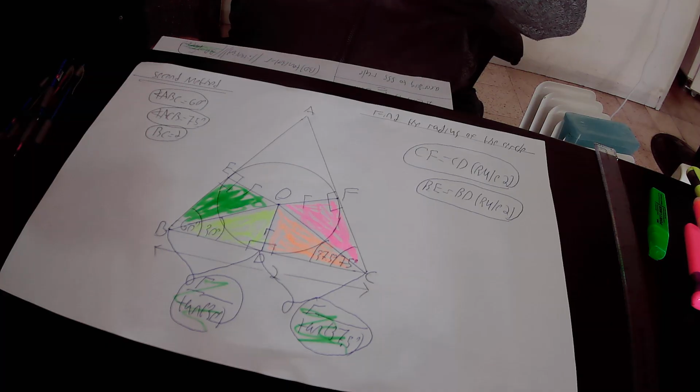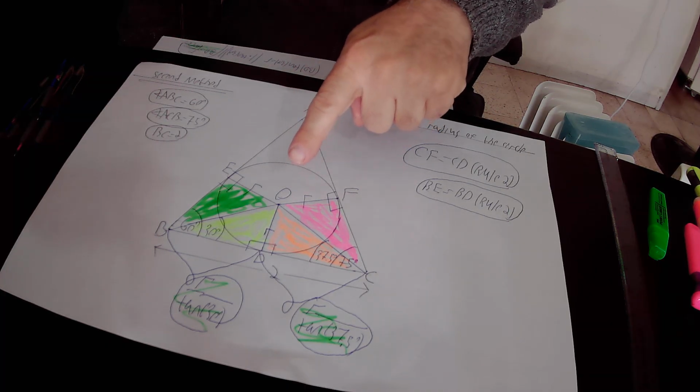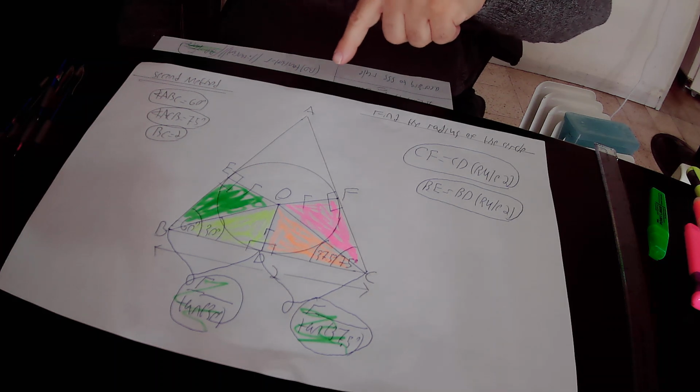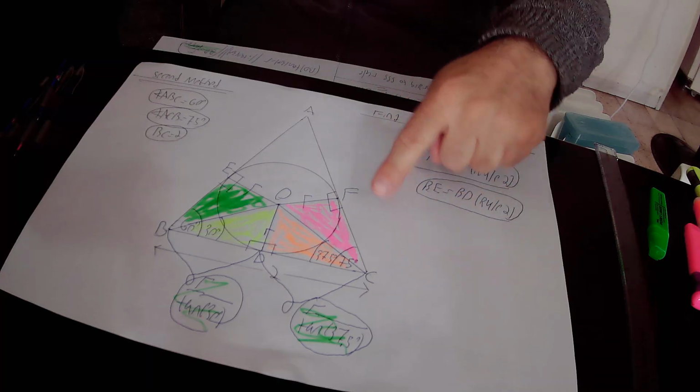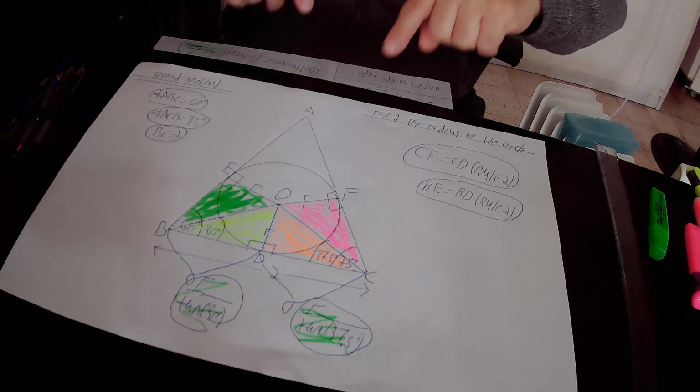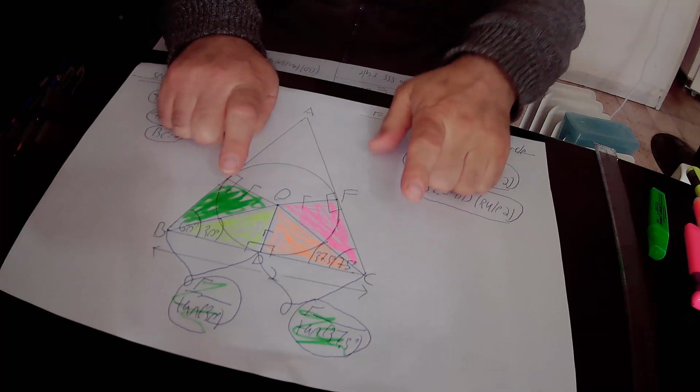In the second method, we defined the center of this circle, this point, as O. We defined the point of tangency of tangent AB with this circle as E. We defined the point of tangency of tangent AC with this circle as F. And finally, we define the point of tangency of tangent BC with this circle as D.